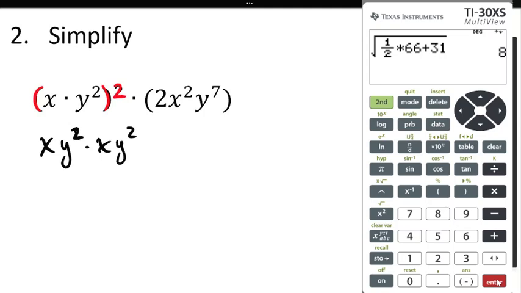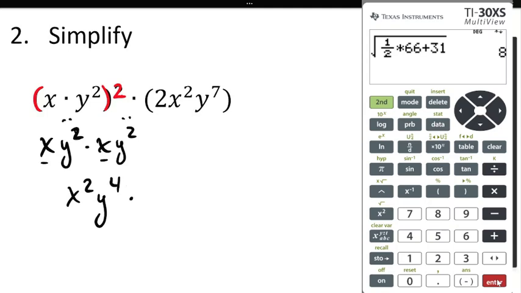Now, if I look at that, I can see that there are 2 factors of x, right? There's an x times another x, which is x squared. And then in terms of my factors of y, there are 2 factors of y here. That's yy, and then yy, which is y to the 4th power. So far, this is what I've got.